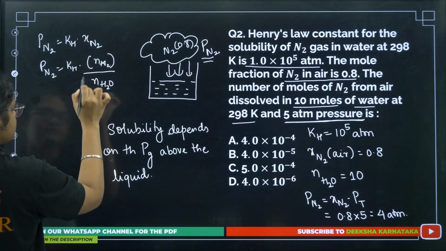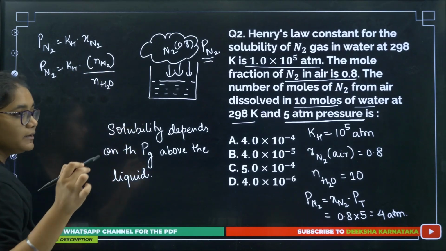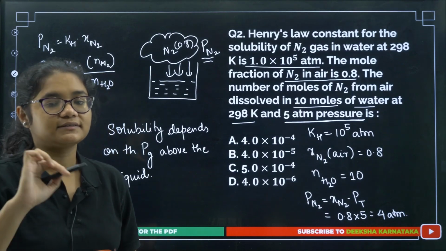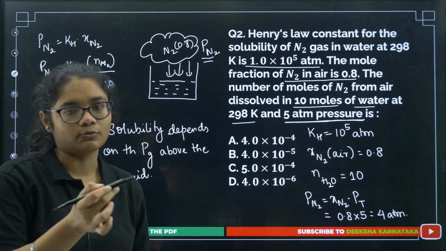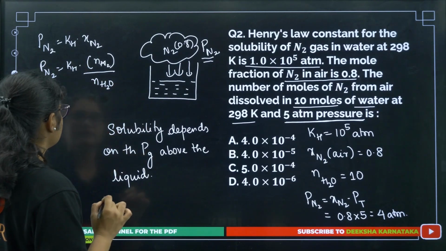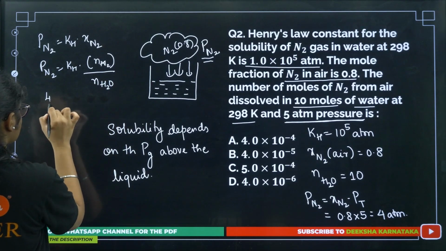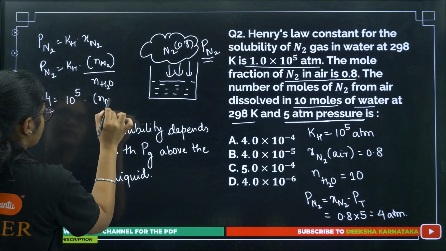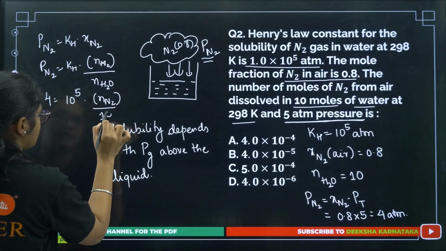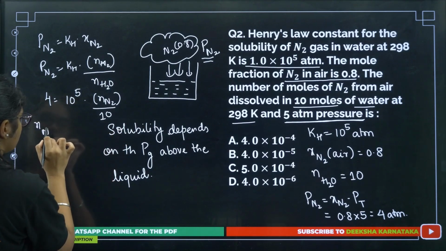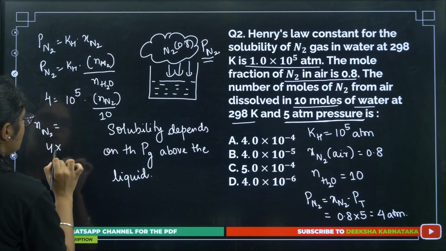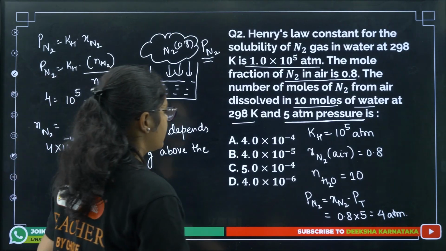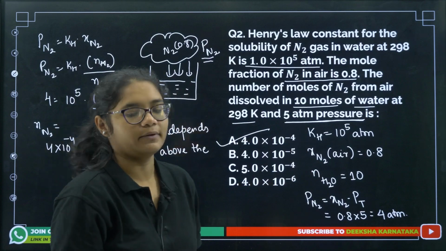In mole fraction calculation, here we can ignore the number of moles of N2 because this is very less as compared to the moles of the solvent. So now if I calculate, this is 4, this is 10 to the power of 5, and the number of moles of water is 10. If I solve this, N2 will be 4 into 10 to the power of minus 4. So the correct answer here will be option number A.